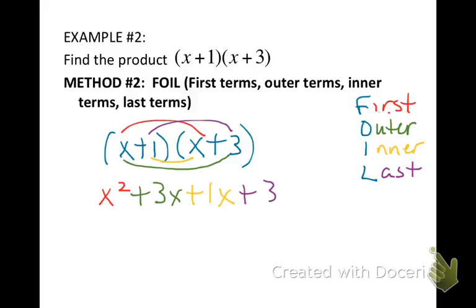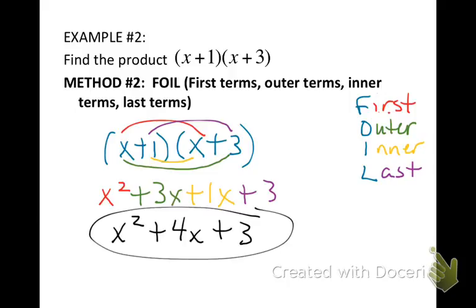Then we can combine those two middle terms, because those are like terms. 3x and 1x is 4x plus 3. So you can see we got the same results as using the box method, but that is called the FOIL method.